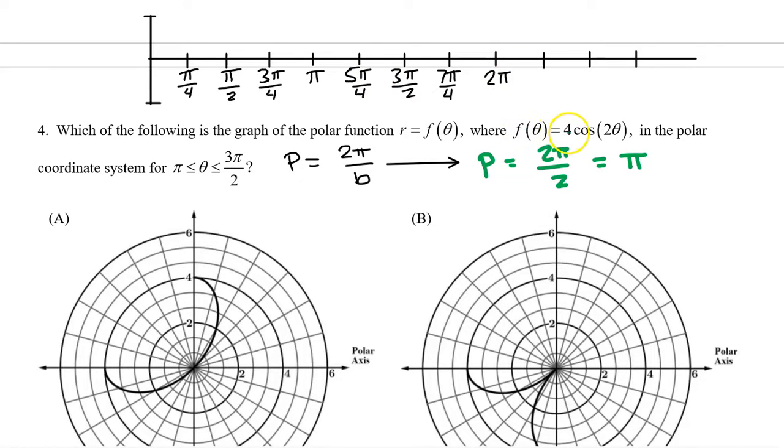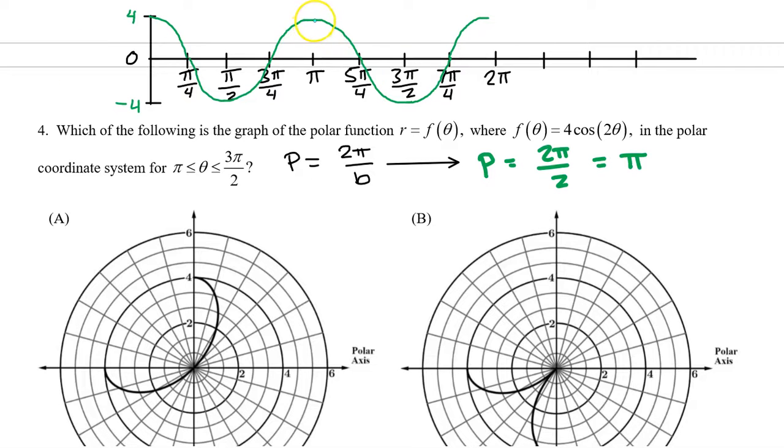The 4 in the front means that the amplitude is 4. So we will have a maximum of 4 and a minimum of -4. 0 is right here in the middle, representing the pole. We have memorized that one period of the cosine function looks like this. And here is a second period.